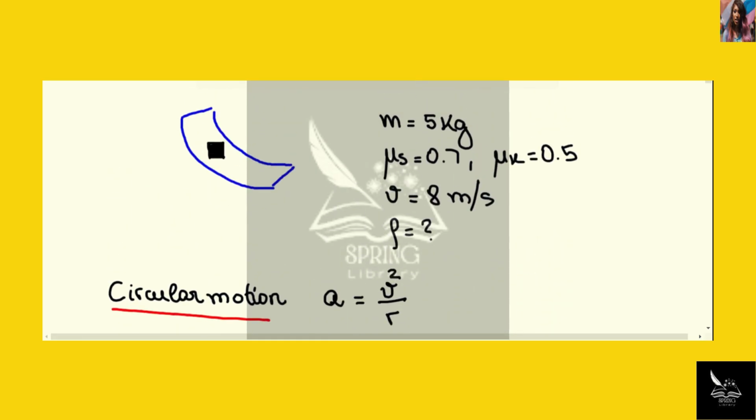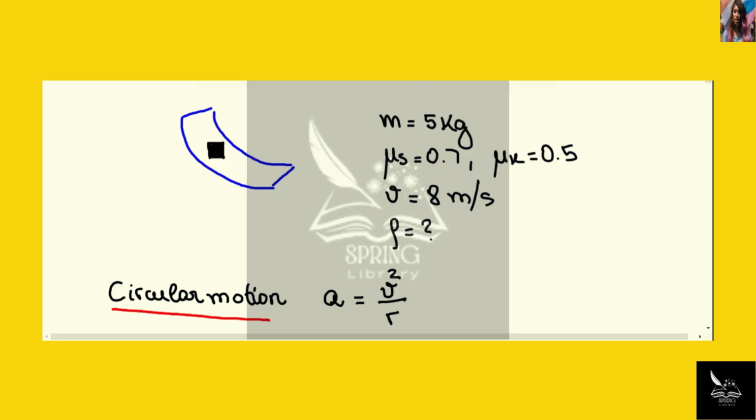In the exercise, we have an assembly line that is trying to transport cartons that have a mass m equal to 5 kilograms. The assembly line is shaped in the form of part of a circle, so basically the cartons move in a circular path. We also have the information that the static friction coefficient between the cartons and the assembly line is 0.7, while the kinetic friction coefficient is 0.5.